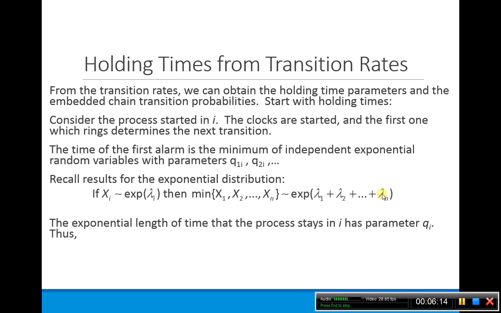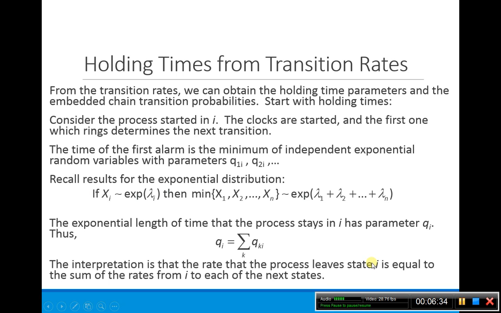So what that tells us is that our holding time behaves according to an exponential distribution with rate Qi, where Qi is just the sum of all of our individual alarm clocks. So basically, the process leaves state I according to the sum of all the rates.